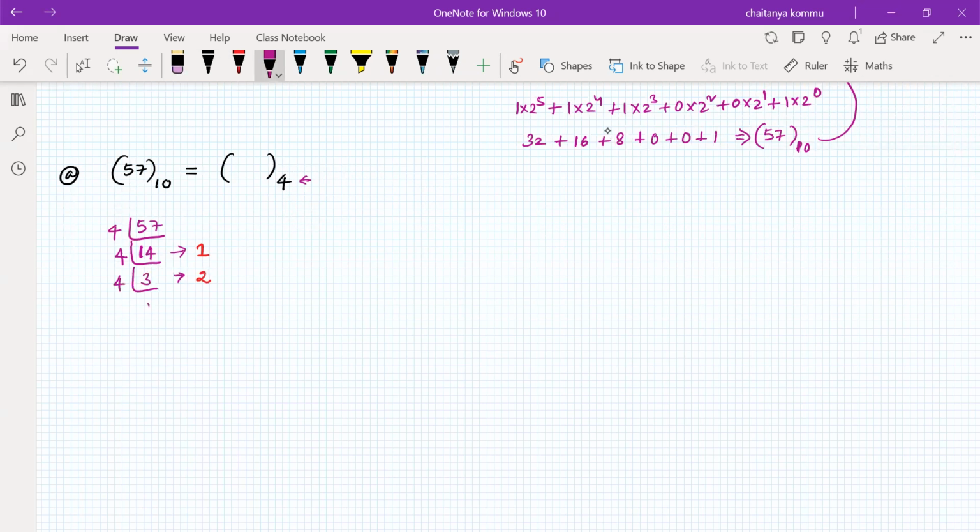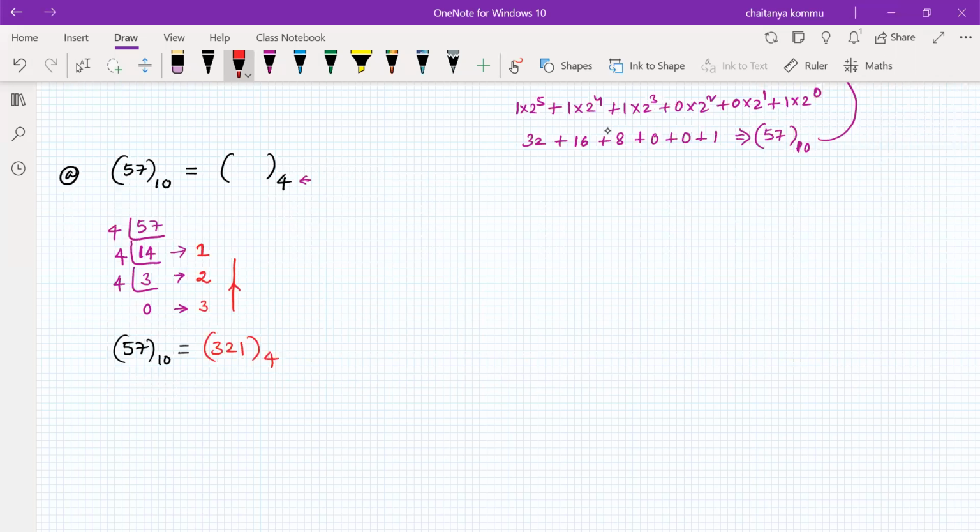4 zeros are 0. So what is the remainder? 3 will be the remainder, right? 4 zeros are 0, but the remaining 3 is there, so I am using the 3. Again, we start from bottom to top. Therefore, the number 57 in base 10 is equal to 321 base 4.